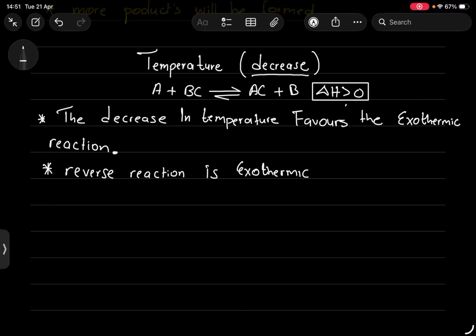Then it's going to be what? The reverse reaction is favored. Do you see that? Because in the exam, they either give you the forward reaction being endothermic or the forward reaction being exothermic. You get what I'm trying to say? They can give you the forward reaction being endothermic and say the temperature is decreased. Do you get that?